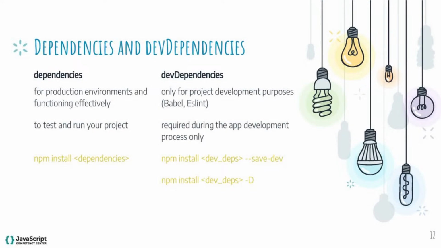These types of dependencies are required during the development process, but not while testing or executing it. And to add devDependencies to a project, you just need to run npm install with the save-dev flag or its short version, capital D.